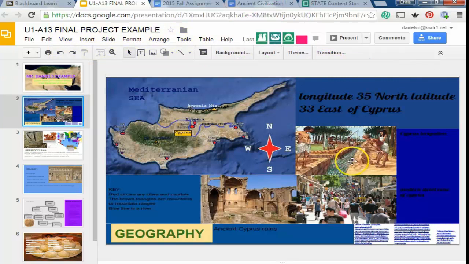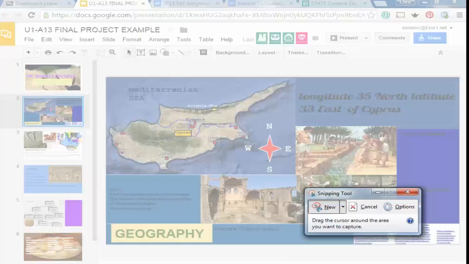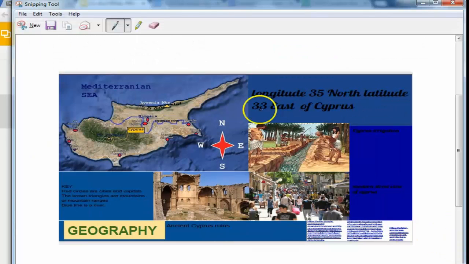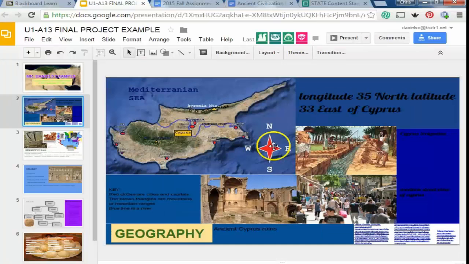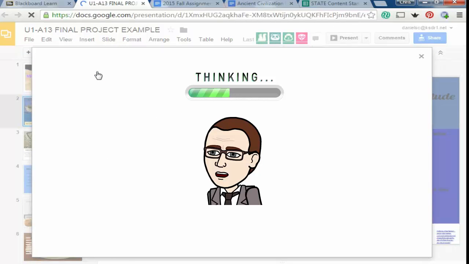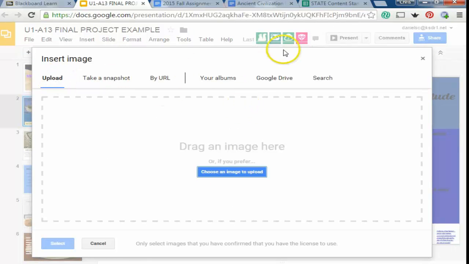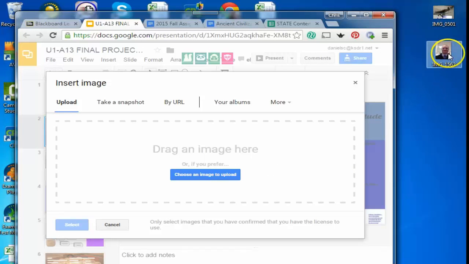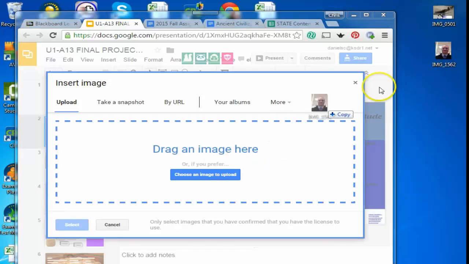So I borrowed the U1-A13 of Decker Hansen, and very simply all I did was cut a picture of that out. I opened my screen tool and took a screenshot of that. Then I saved it, and I went to insert image. On my PC I would upload it from my desktop, so I would minimize this, grab the image off my desktop and drag it right in there.